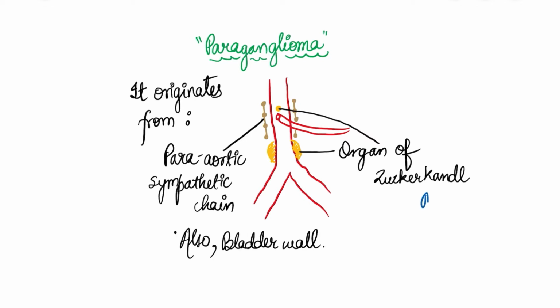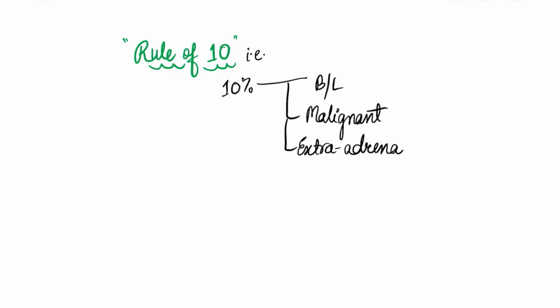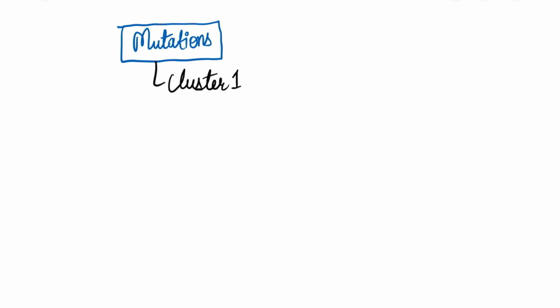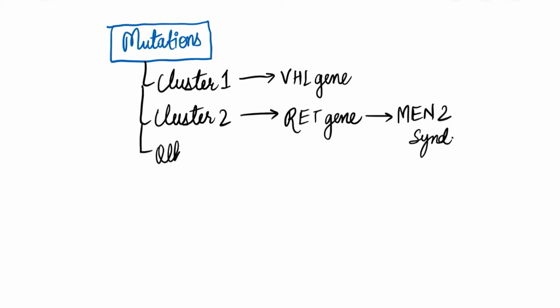Now let's talk about an interesting feature found in pheochromocytoma, that is rule of 10. So in 10% of cases we'll see that the tumor is bilateral, malignant, familial, extraadrenal and seen in pediatric age group and lacks hypertension. Now let's talk about some mutations. The first mutation seen in pheochromocytoma is of cluster 1, which is seen in VHL gene, von Hippel-Lindau syndrome, cluster 2 in RET gene seen in MEN2 syndrome, and the third one is neurofibromatosis type 1.